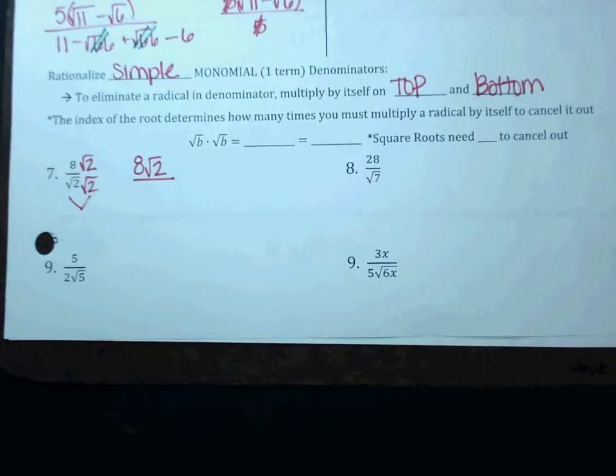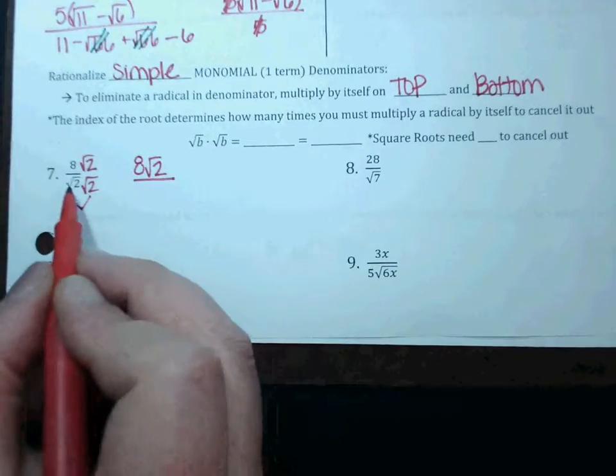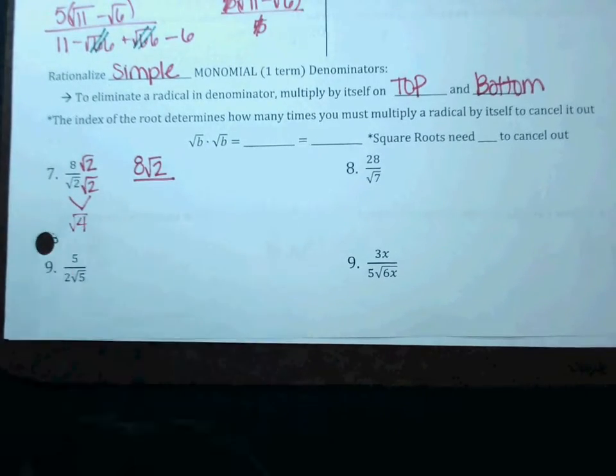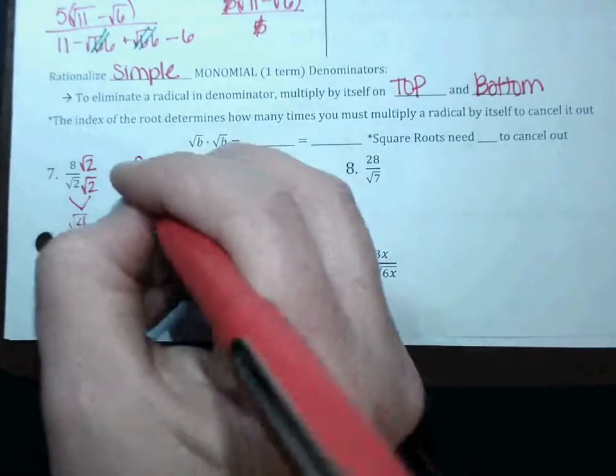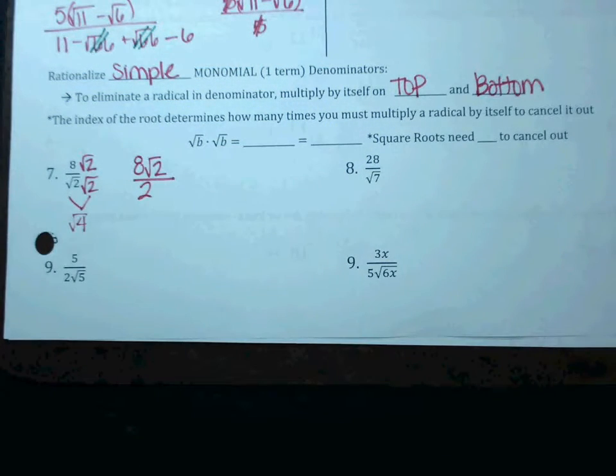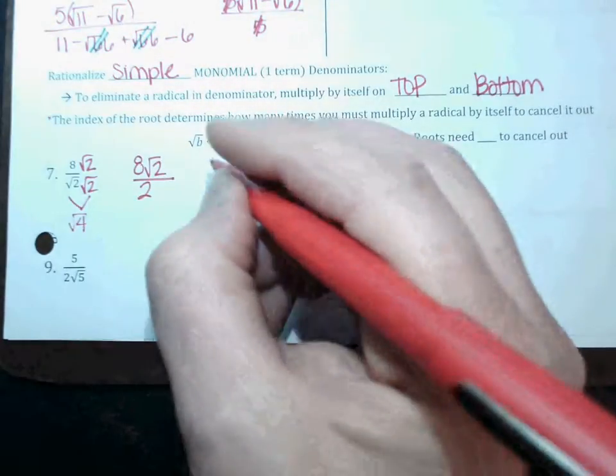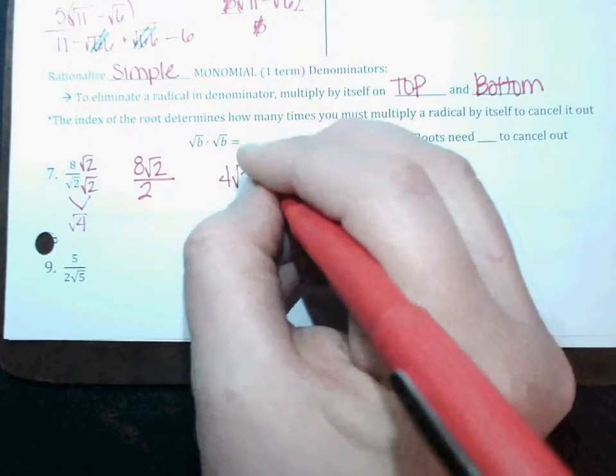It is going to come out to be 2, but what's the middle step? Root 2 times root 2 is root 4. But then what's the square root of 4? 2. Boom, no more square root on the bottom. You did it. Okay? Now, if those numbers in the front can divide, you should do it. So can 8 in front divide by 2 on bottom? 8 divided by 2 is 4 root 2.